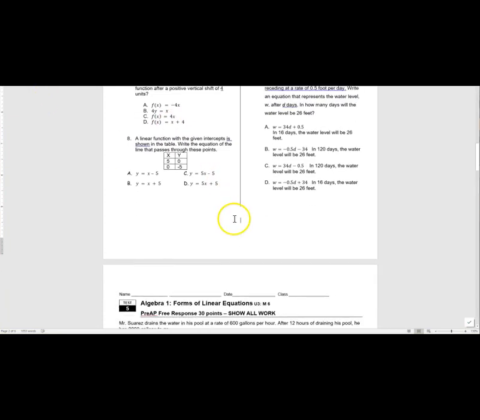All right. And then going into the free response portion of the test. Mr. Suarez drains the water in his pool at a rate of 600 gallons per hour. After 12 hours of draining his pool, he has 8,000 gallons to go. For question 1, it says there, write an equation in point-slope form that describes the number of gallons of water left in his pool, y, after emptying the pool for x hours.